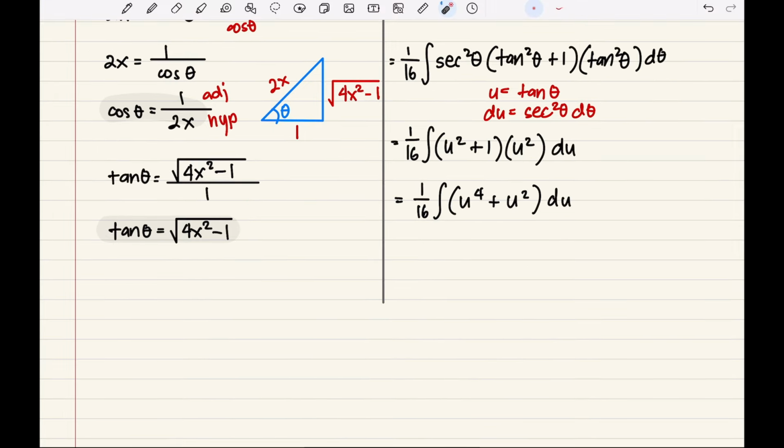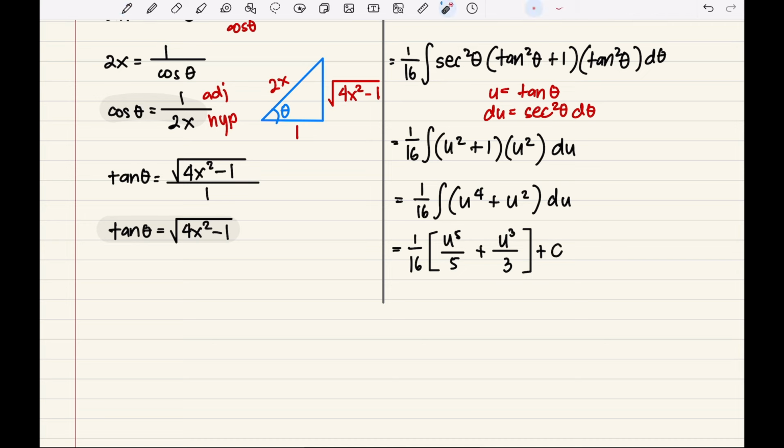So integrating this function, we have 1 all over 16, and then the integral of u raised to 4 is u raised to 5 all over 5. And then plus integral of u squared is u cubed all over 3. And then sa dulo, constant of integration plus c.